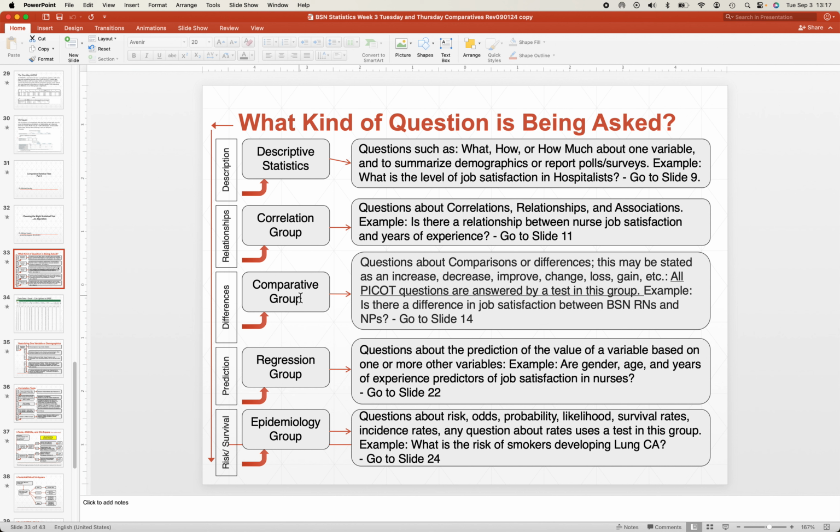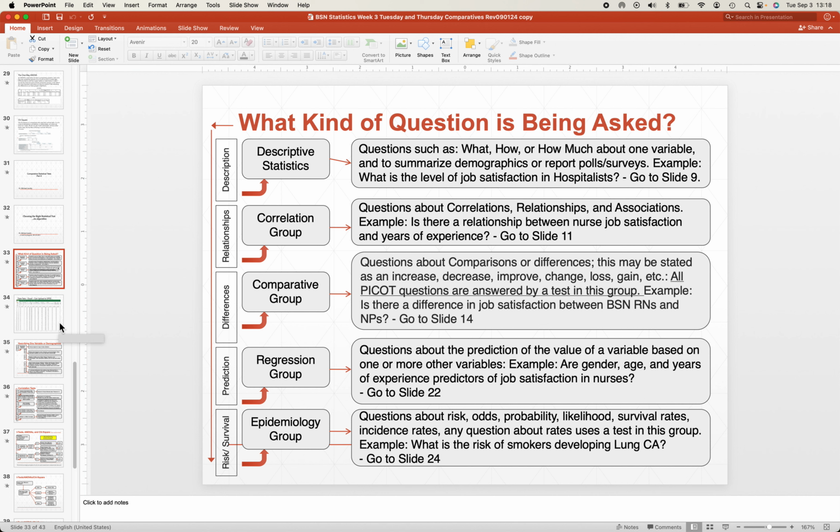comparative group. And in the full version of my algorithm, you would start off on this slide. When you came to this slide and the third group and said, hey, this question fits with the comparative group, you're directed to go to slide 14. So you skip ahead to slide 14. And I'm going to come back to that in a second.